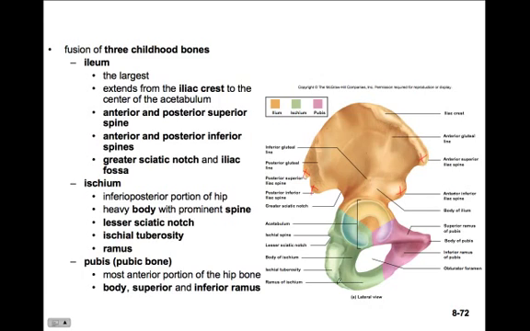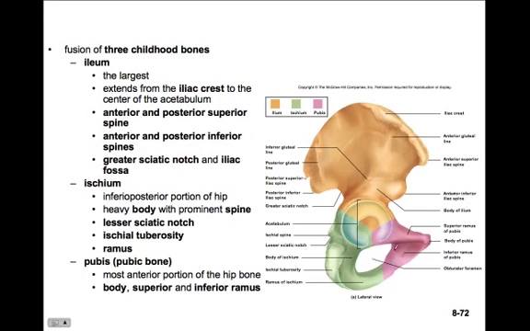Now when we look at the ischium, we'll see clearly the ischial tuberosity. The ischial tuberosity is the sits bones. The ramus of the ischium is this piece right here. And we'll also see a greater and lesser sciatic notch. This is more clear when you get your hands on Hank. This is where the sciatic nerves will run through.